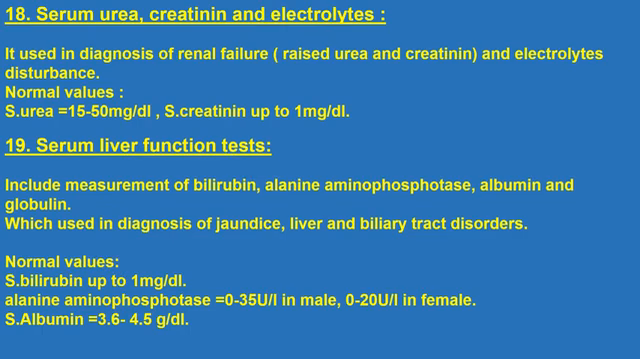When there is a renal failure, there is a raised urea level and creatinine level, and there is electrolyte disturbance. The normal value of serum urea is 15 to 50 milligram per deciliter, while for serum creatinine it is up to 1 milligram per deciliter. That means above 1 milligram there is a problem with the renal system.